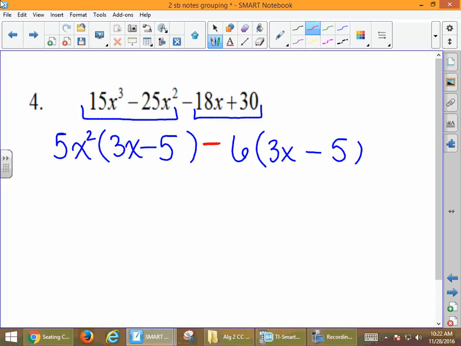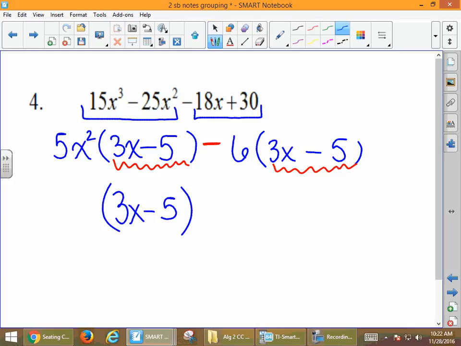And now what we see, from our first group, we have a 3x minus 5. From our second group, we have a 3x minus 5. So that's in common in both groups. You only write it down once. And then what we're left with is our single value, 5x squared minus 6, another single value.